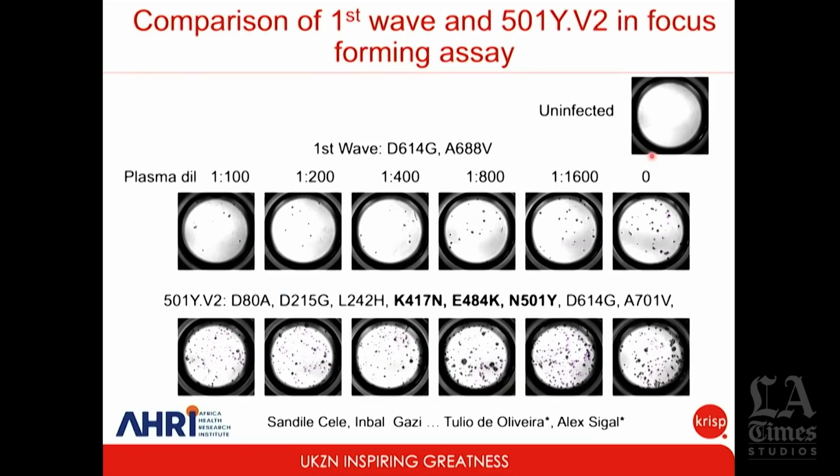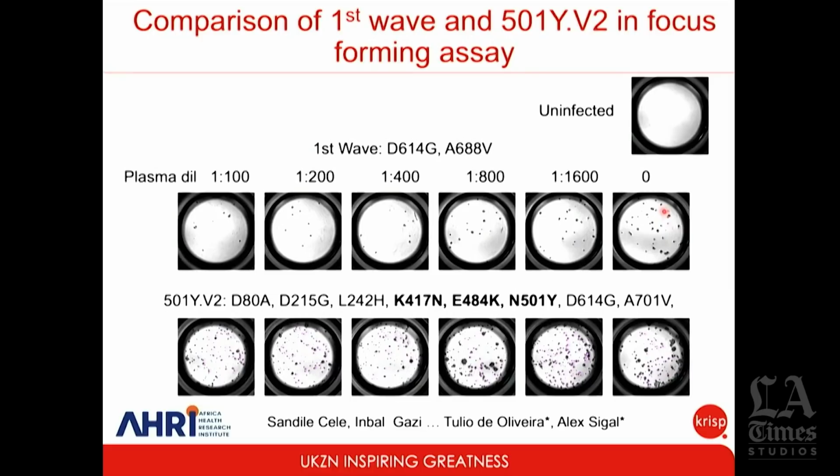So that's how it looks. There you have a focal point. Here is an uninfected cell, so you can see no infection. Here's the virus from the first wave. That's when you just leave it to circulate. It's creating all these foci of infection.